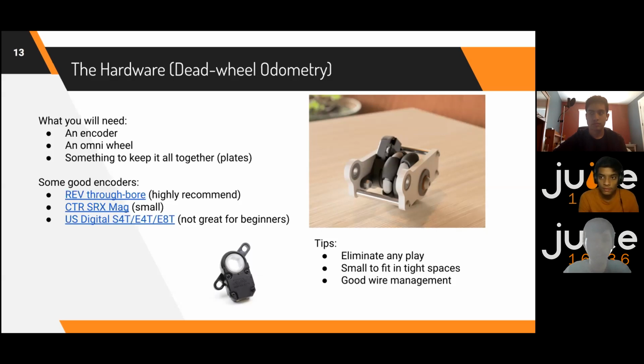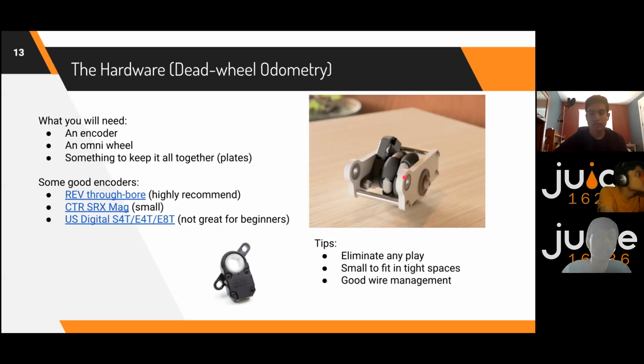As you can see in our picture, this was the dead wheel odometry module we used last season in Skystone. The fundamental parts of it are pretty basic. You just have your encoder, which is that black REV through bore right there, and then we have our omni wheel, and there's a shaft going through the omni wheel and into the encoder.